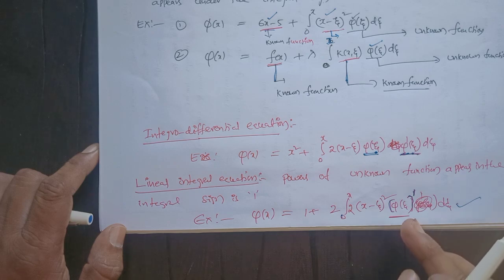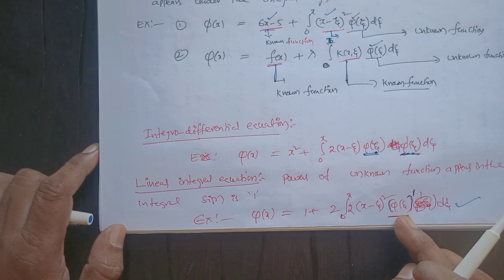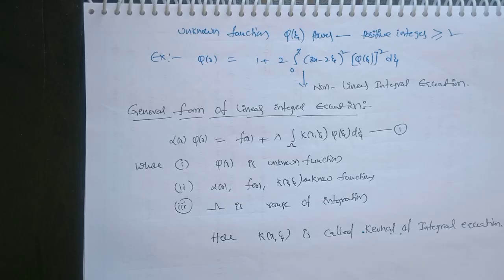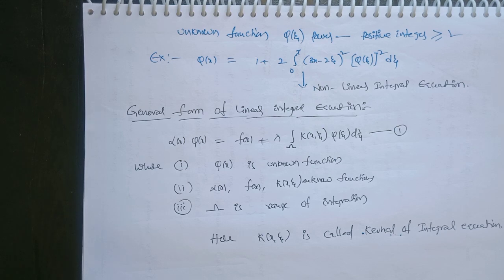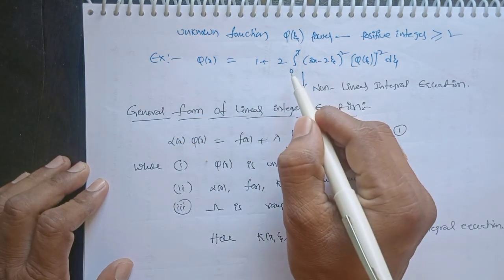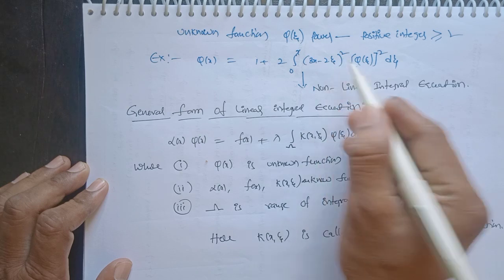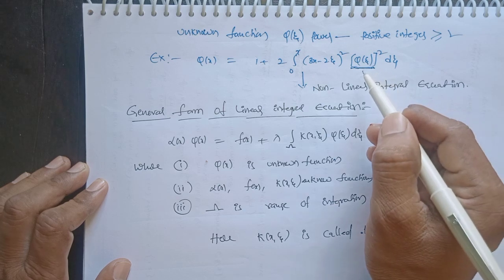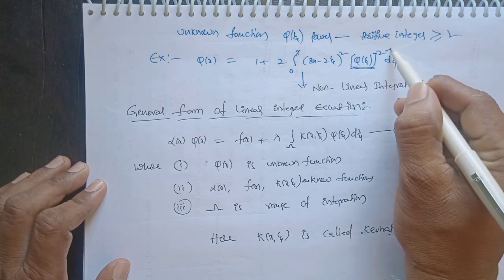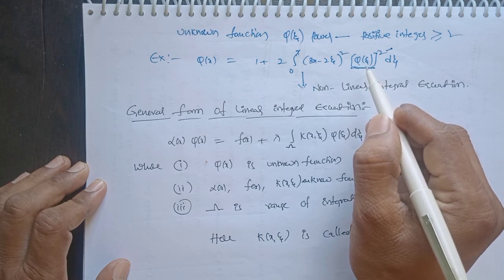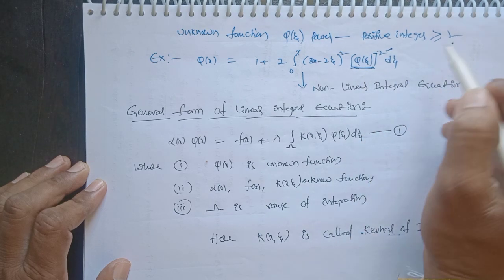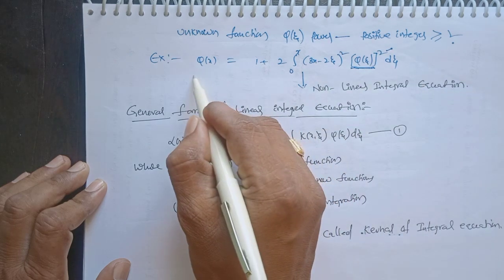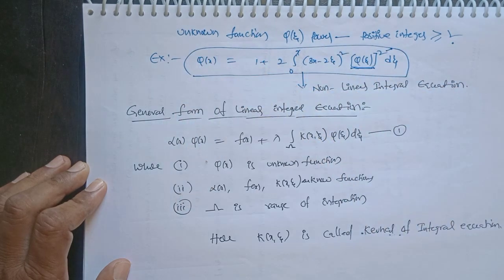If the power of this unknown function is not 1, that means any positive integer greater than or equal to 2, that equation is called a non-linear integral equation. See this example for a non-linear integral equation. Phi of x is equal to 1 plus 2 times the integral 0 to x of (3x minus 2 xi) whole square, phi of xi whole power 2. Here you see the power of phi of xi is 2, so this is called a non-linear integral equation.